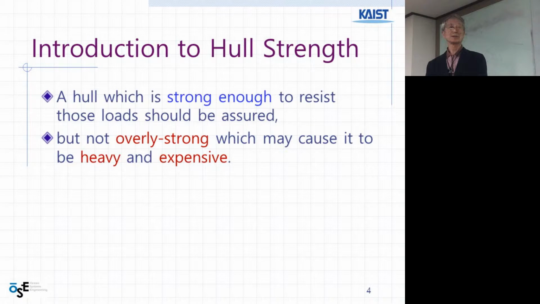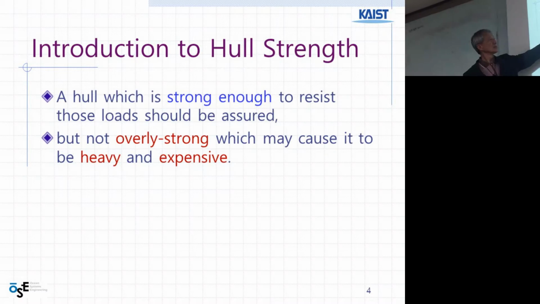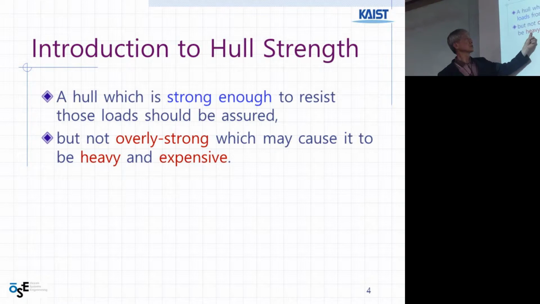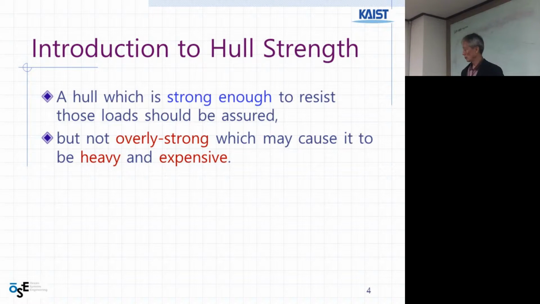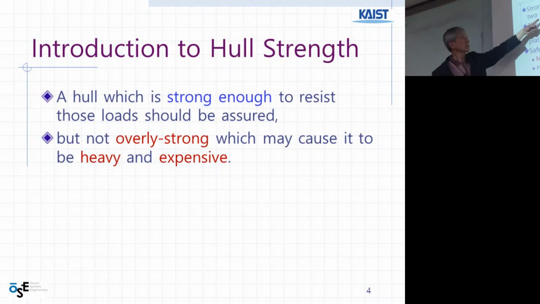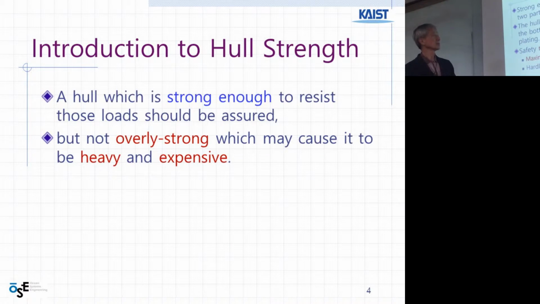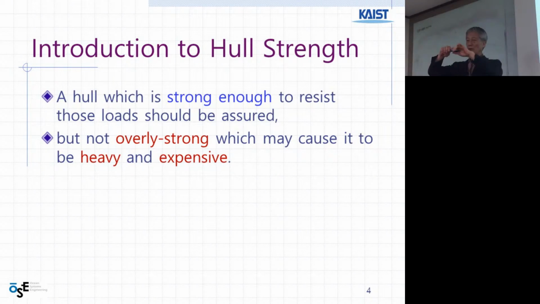Right? So overstrong usually costs more, because of the speed and also because the thickness of the plate means more money to be used. Function: it must be strong enough. Mostly, the longitudinal strength is the most important, because a ship is very slender and long. So longitudinal strength, longitudinal bending.